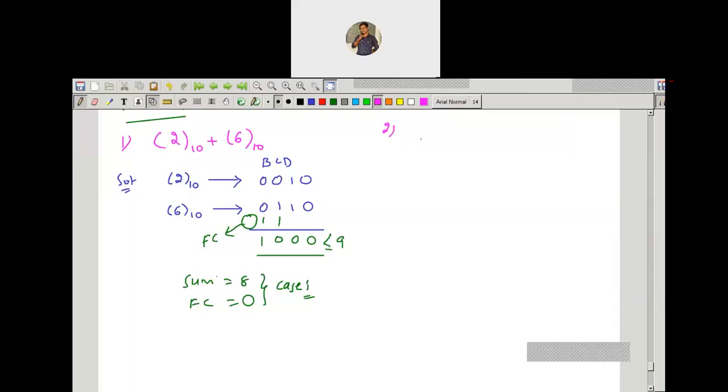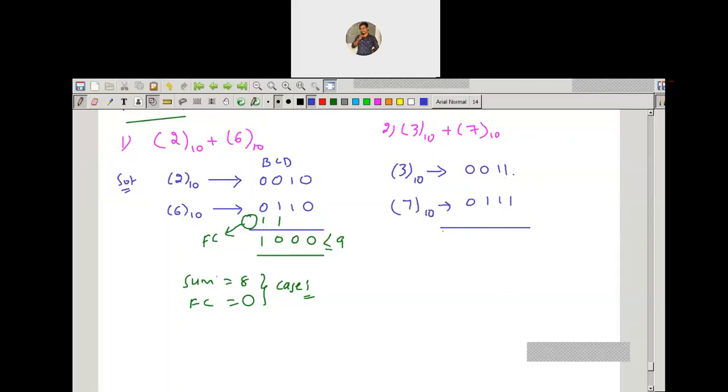Let me explain the remaining 2 cases. Let's do 3 plus 7. The given decimal number 3 in the BCD form is 0 0 1 1. And 7 is 0 1 1 1. Now let's move on to the addition.